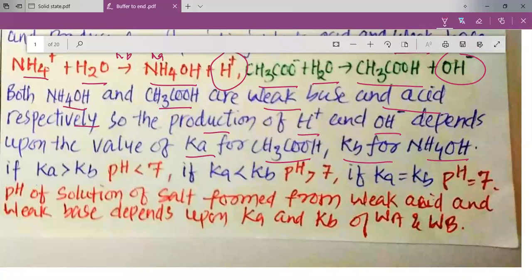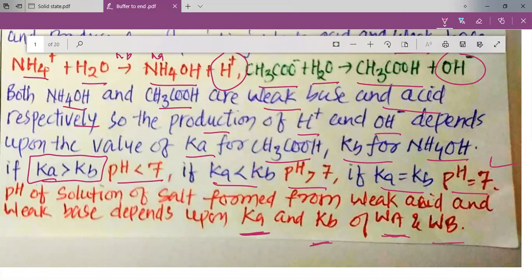Now we have three conditions. If Ka for the weak acid is greater than Kb for the weak base, pH is going to be less than 7, and the salt which we have considered as a neutral salt is going to be acidic in nature. If Ka is less than Kb, then the pH is going to be more than 7 and the salt is going to be basic in nature. If Ka is equal to Kb, then pH is exactly equal to 7 and the salt is going to be neutral in nature. So the pH of a solution of salt formed from weak acid and weak base depends upon the Ka and Kb of the weak acid and weak base.